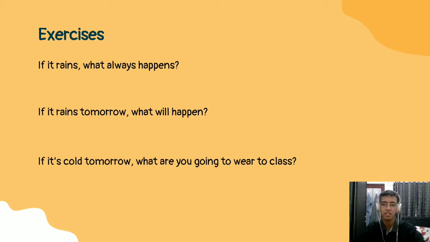Here are some exercises. If it rains, what always happens? For an if clause that is near the actual fact, it can also be read as when it rains, what always happens, or whether it rains, what always happens.